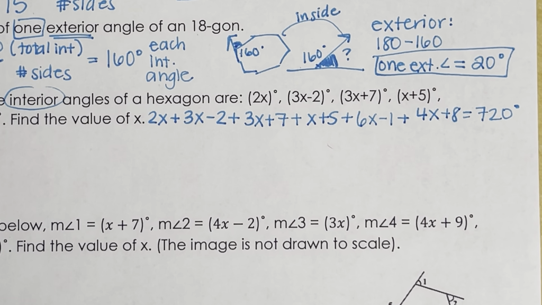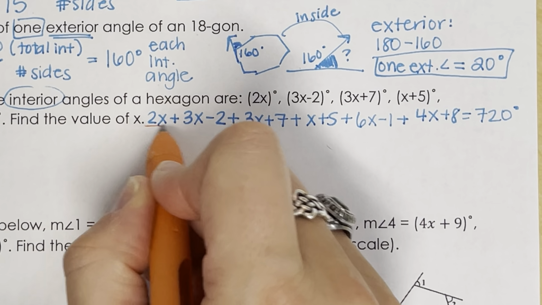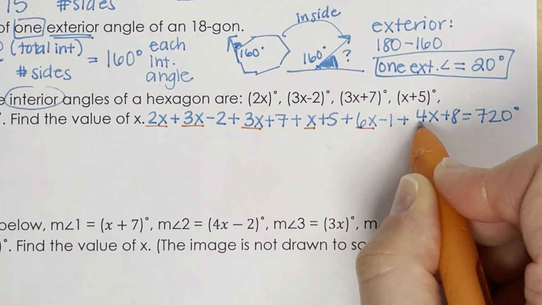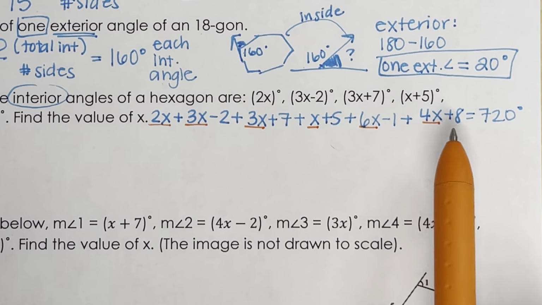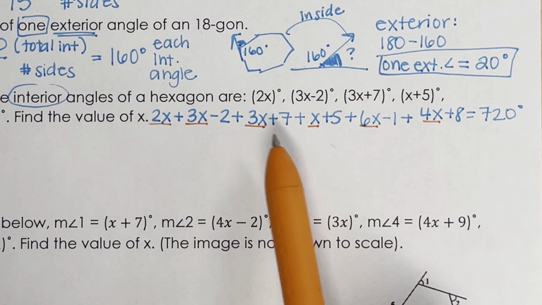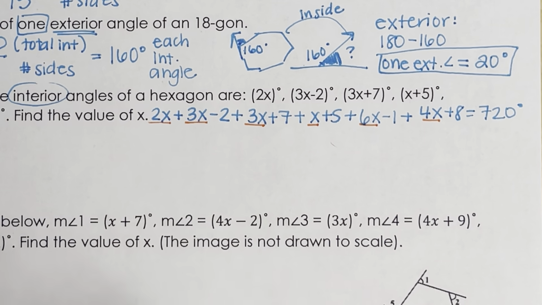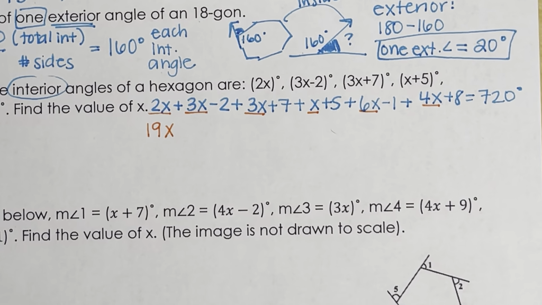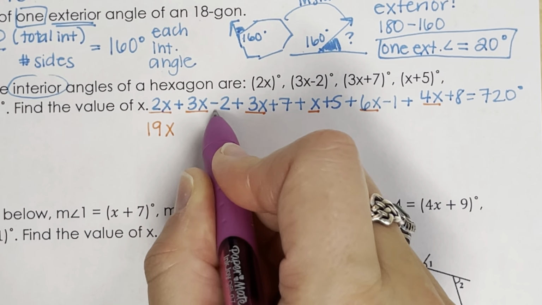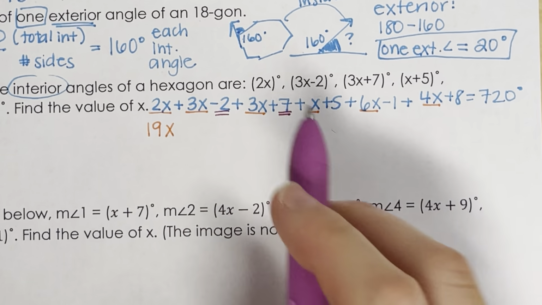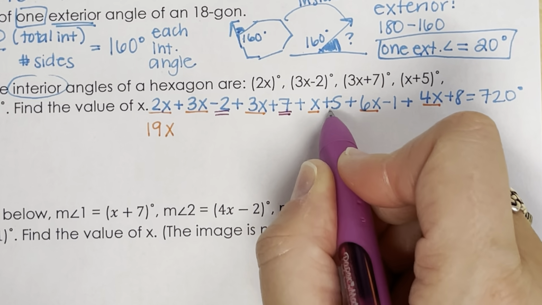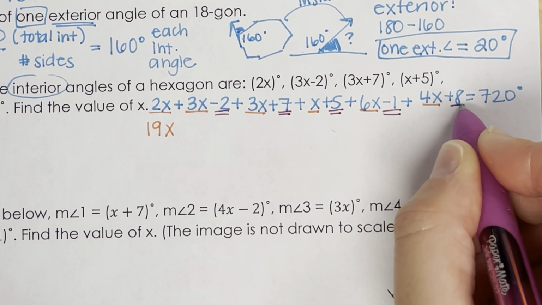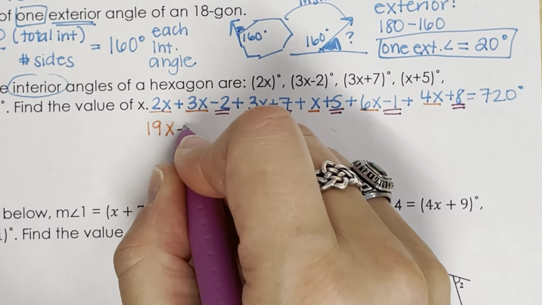I'm just going to combine like terms. So I'm going to put all my x's together: 2x, 3x, 3x, x, 6x, 4x. That's 19 x's in total. Now I'm going to put all of my numbers together. Negative 2 and 7 is 5. 5 and 5 is 10. 10 and negative 1 is 9. And 9 plus 8 is 17.